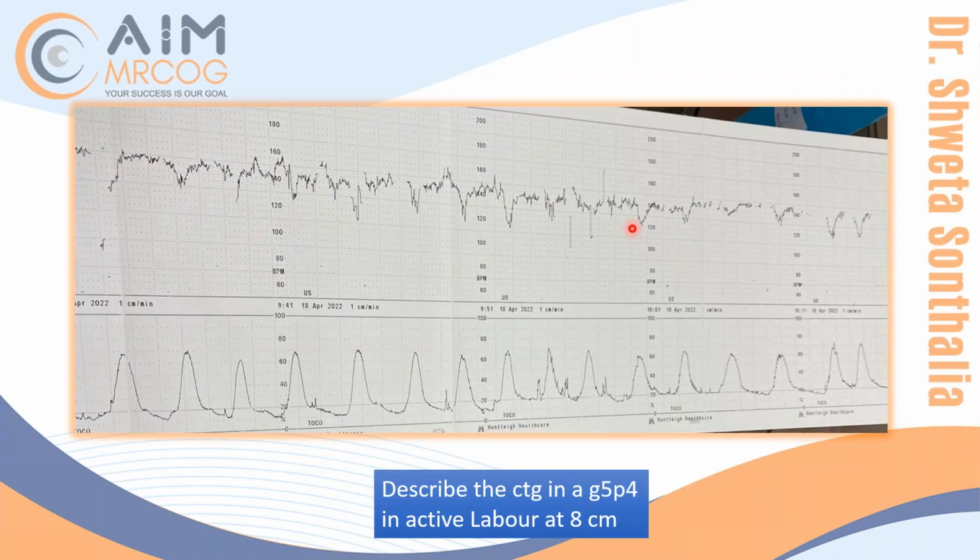Okay. Anyone? A gravida 5 para 4 in active labor at 8 centimeter. What do you think? What kind of deceleration? Let us not describe the CTG. Tell me what kind of deceleration she is getting.